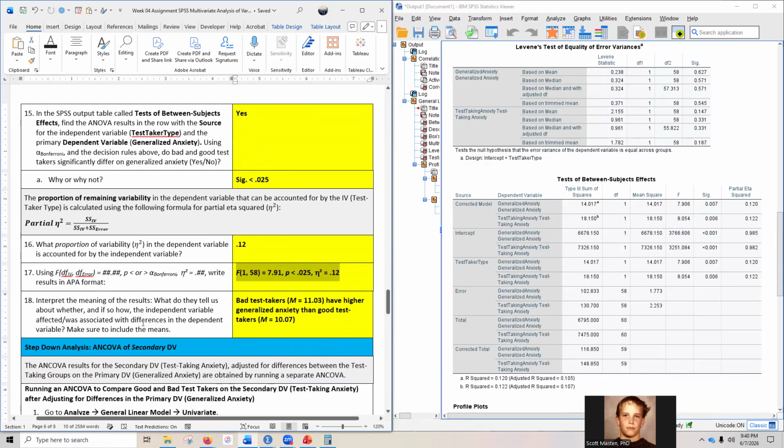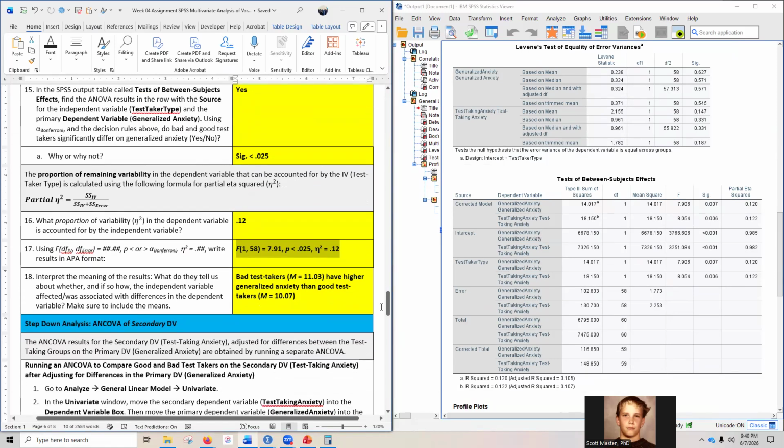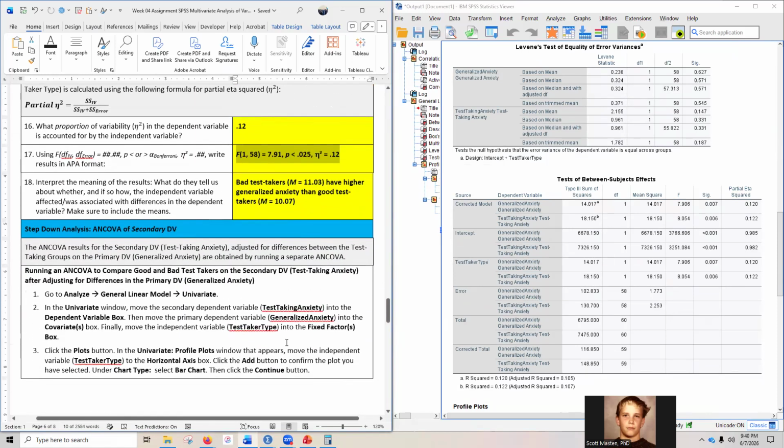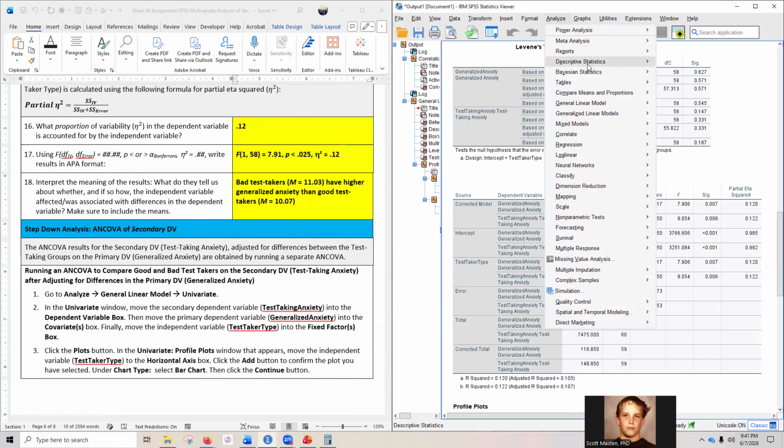The next step in our step-down analysis is actually to do an ANCOVA. So we know that good and bad test takers differ on generalized anxiety. Cool. Remember, the hypothesis was that generalized anxiety is what makes the difference between good and bad test takers. So if we adjust for this, we won't find differences on test-specific anxiety. That should sound like ANCOVA to you, and that's indeed what we're going to do for our next step. We're going to do an analysis of covariance, where we analyze the second DV, test-taking anxiety, and adjust for the primary DV, generalized anxiety. So we remove differences in generalized anxiety.